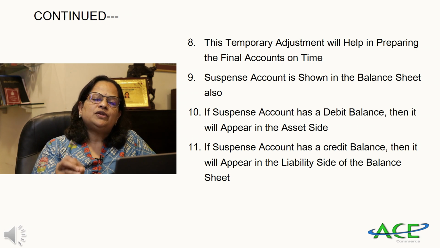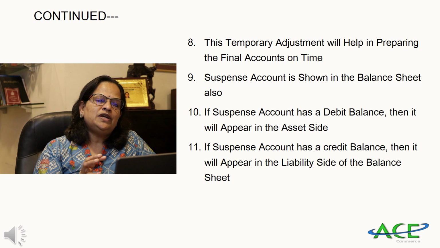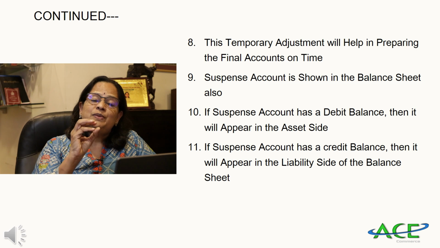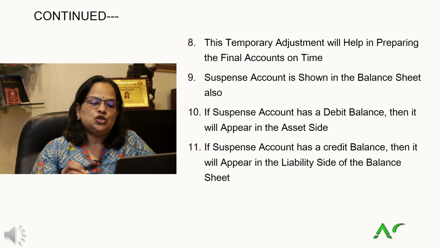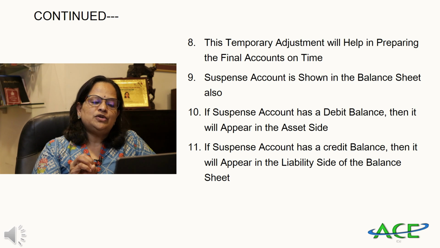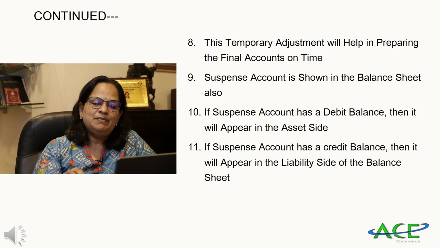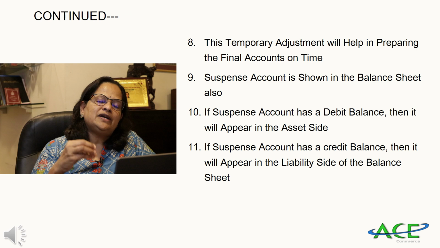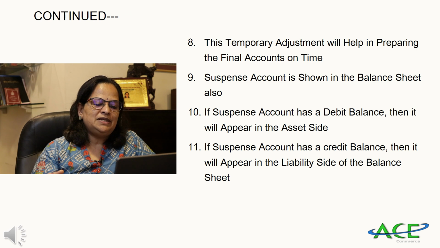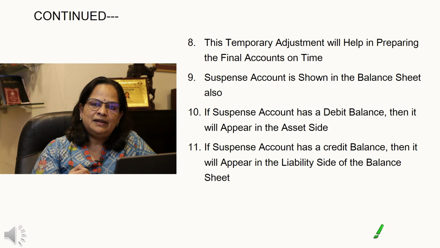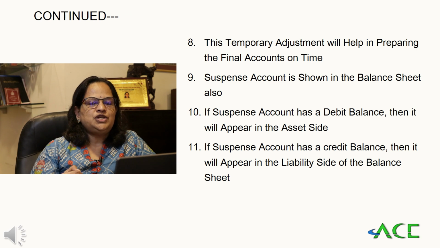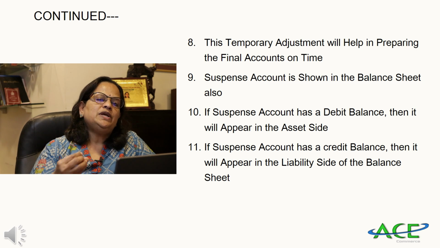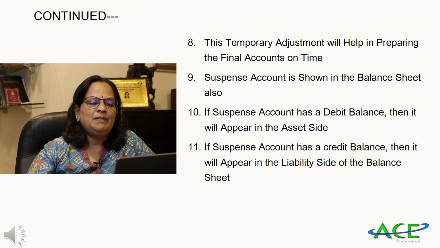We cannot wait for the error to be rectified because we have to submit the final accounts on time. Then the suspense account will come to the balance sheet also. If the suspense account has a debit balance, then it will appear on the asset side. If the suspense account has a credit balance, it will appear on the liability side of the balance sheet. If it's a debit shortage, it will appear on the asset side of the balance sheet.